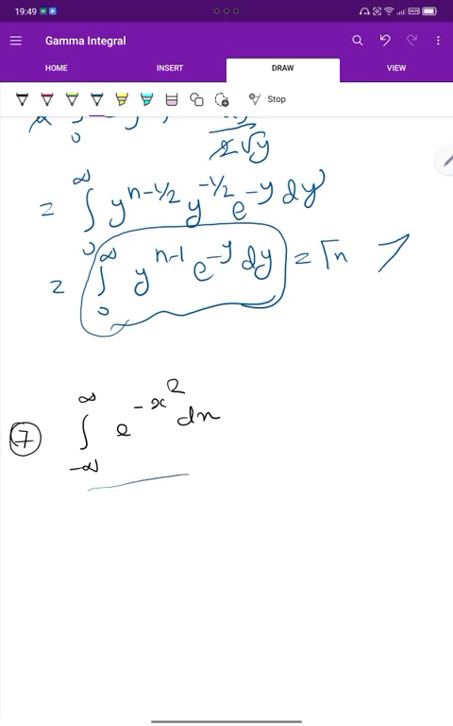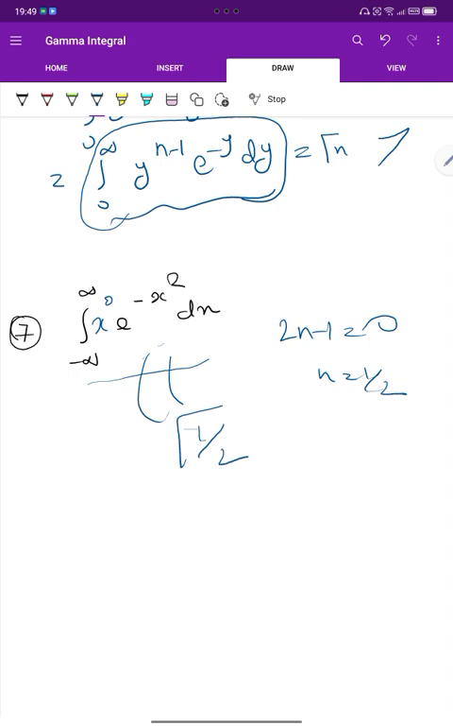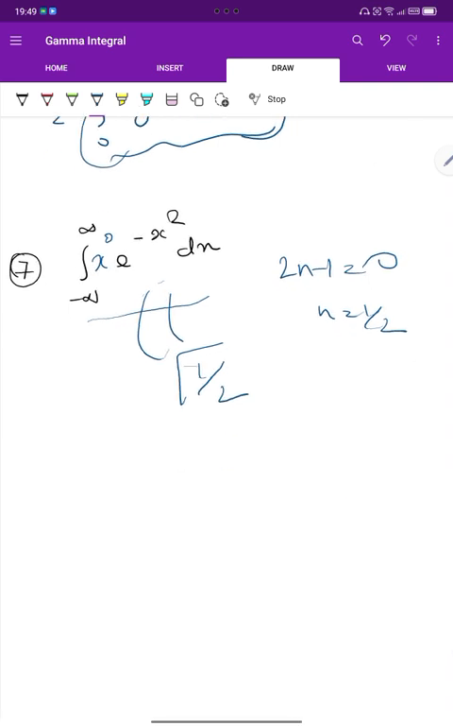Let's take the example of this type of integral. The integral from minus infinity to plus infinity e raised to minus x squared dx. So here we use the second type of gamma integral form, and here just assume that x raised to 0 is sitting and find the value of n. 2n minus 1 is equal to 0, n is equal to 1 by 2. So this integral value must be equal to gamma of 1 by 2, which is equal to root pi. So the value of this integral from minus infinity to plus infinity e raised to minus x squared dx is equal to root pi.